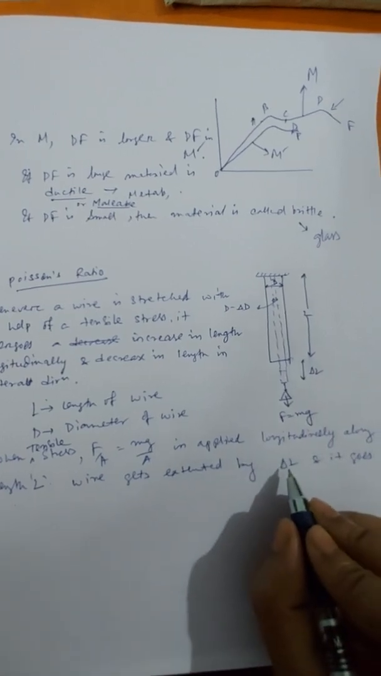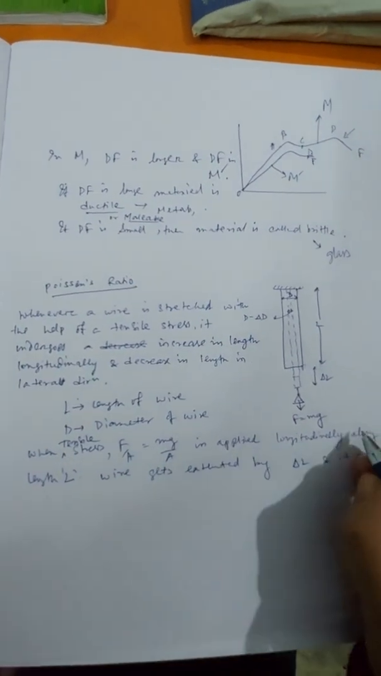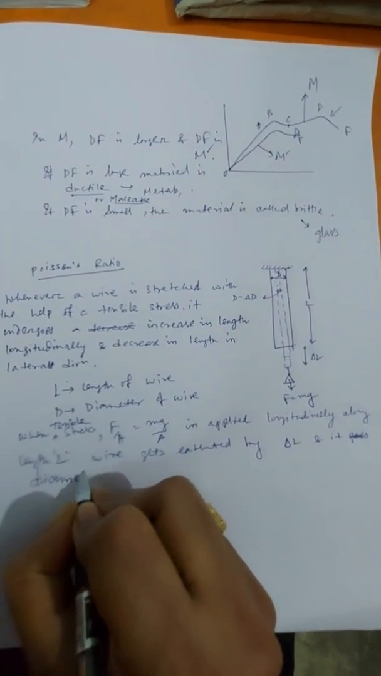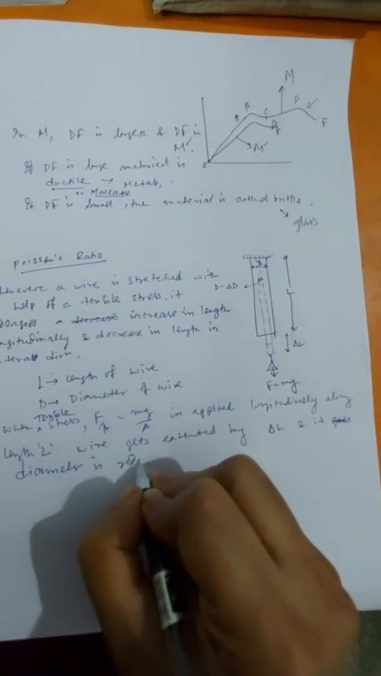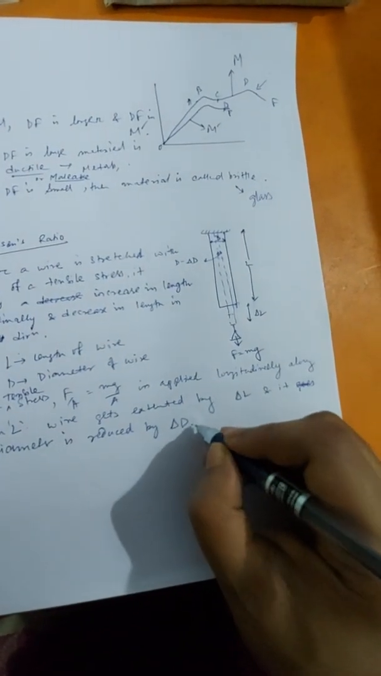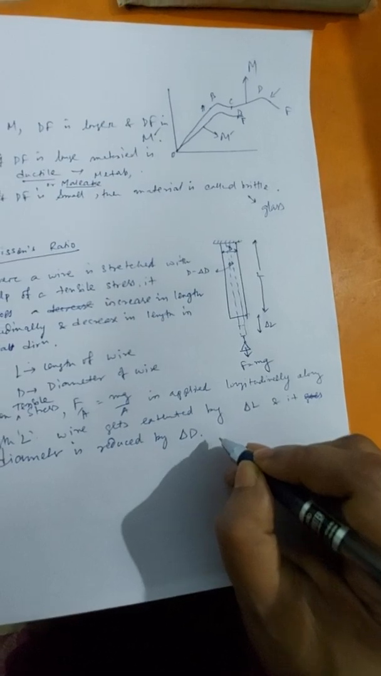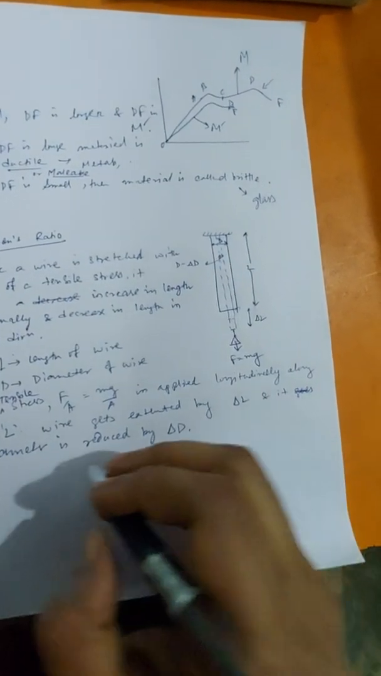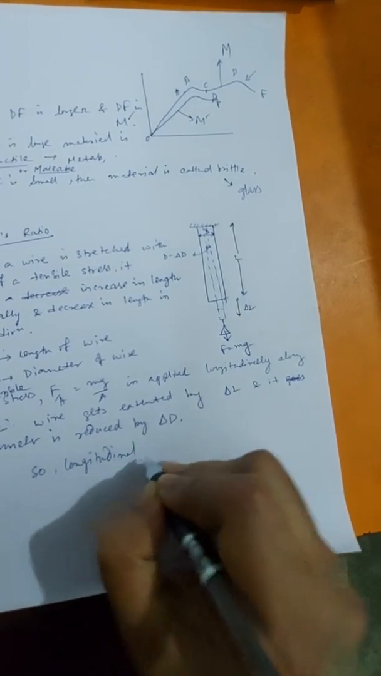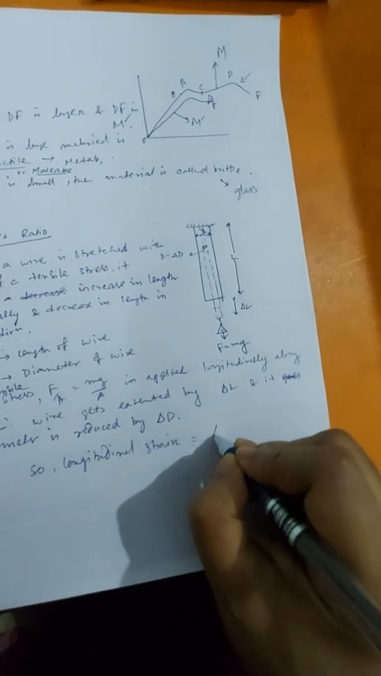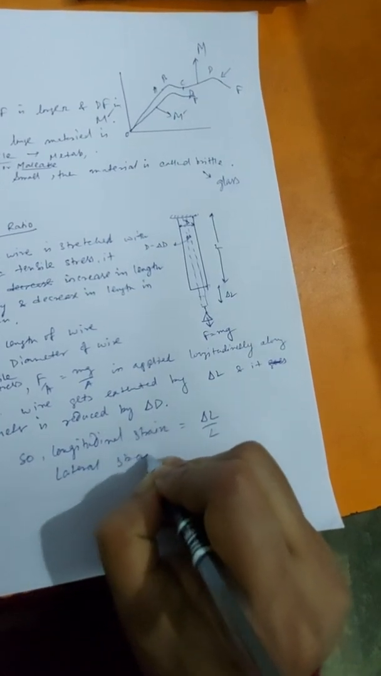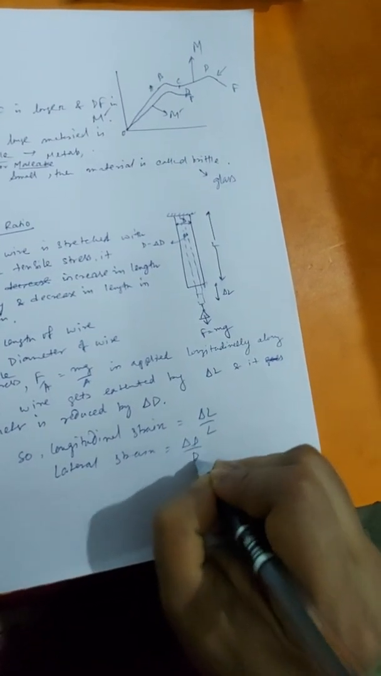The wire gets extended by delta L because of the application of the tensile stress, and its diameter is reduced by delta D. Now what we observe is that two types of strain are produced. Longitudinal strain is equal to delta L by L, and lateral strain is equal to delta D by D.